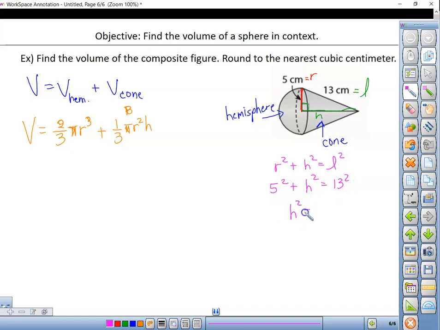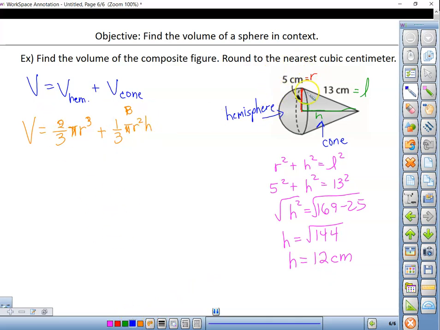So you have h squared equals 169 minus 25. Taking your square root of both sides, you're looking at your height h being the square root of 144. And hopefully you recognize this is actually a perfect square. And the square root of 144 is 12. So our height is 12, and the units would be the same as the radius and slant height here, so it's in centimeters. So now we can go back to our volume formula.